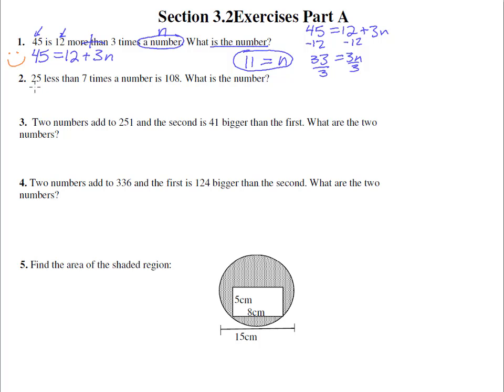Okay, number 2. Very similar thing. Here we have 25. Less than is a subtract sign. But the subtract sign means the 25 goes on the other side. So it's a minus 25 from 7 times, which is multiplication, a number. And what is the number that we're looking for? Let's use x this time. So 7 times x, and then 25 less than that. So that's 7x minus 25 is 108. And it asks what is the number.